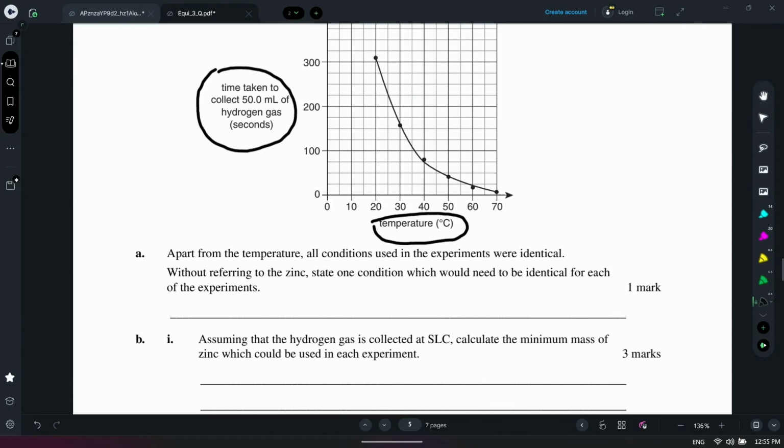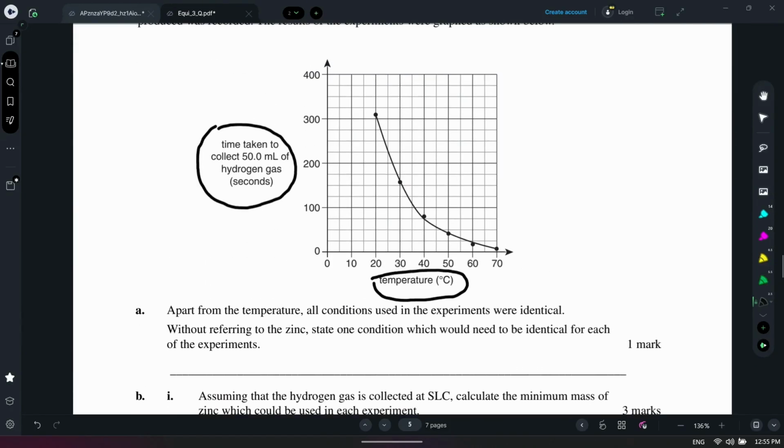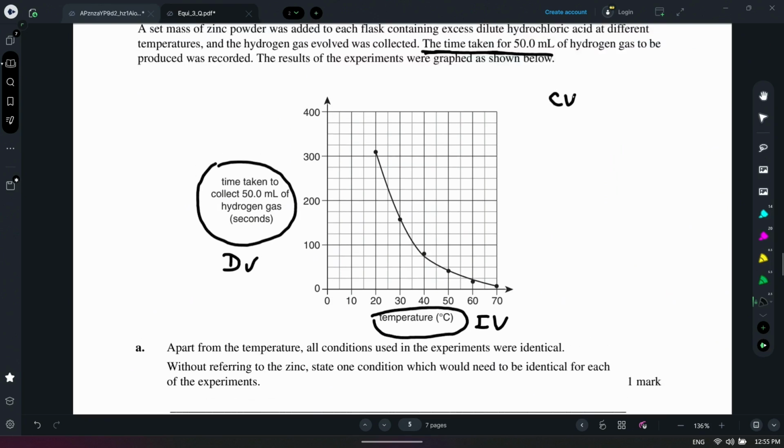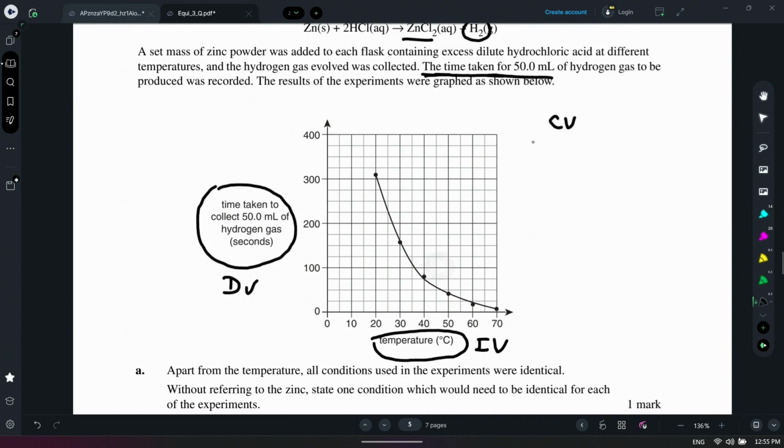So this is our question. We know that independent, IV, this is DV. So what are the control variables? One of the control variables is the volume of the hydrogen. 50 milliliters should be controlled. And it says it's controlled. And also, what are the other control variables? Concentration of the hydrochloric acid should be controlled every time.